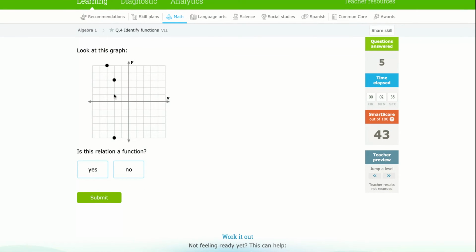Again, I'm going to look to make sure that every x can only have one point above or below it. But this x value of negative 2 has a point above and below. There's 2 points lined up vertically. That cannot happen in a function.